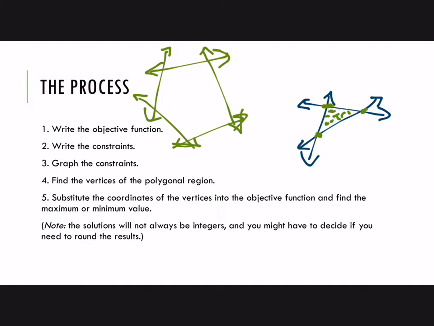Now once you have those vertices, we will substitute the coordinates of the vertices into the objective function, so plug in the values for x and y, and see which one gives the maximum or the minimum. Your book has a note, the solutions will not always be integers, so you might have to round the results. So depending on the problem, if x and y represent something like people, then you would need to round. If it's dollars, maybe you would just round to the nearest cent.